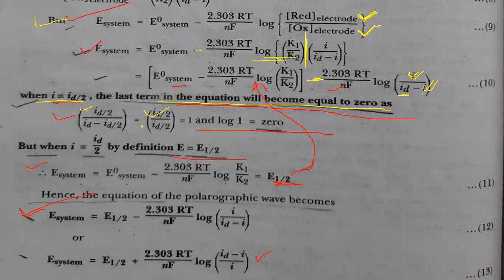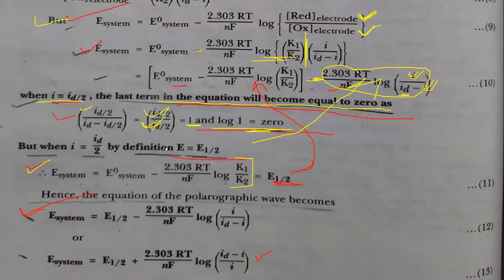That means if half is removed from one, only half remains, that is Id by 2. So Id gets cancelled, giving 1, and log of 1 is 0. So this whole term will become equal to 0. Therefore, the above equation can be written as E system is equal to E naught system minus 2.303 RT upon nF into log of K1 upon K2.